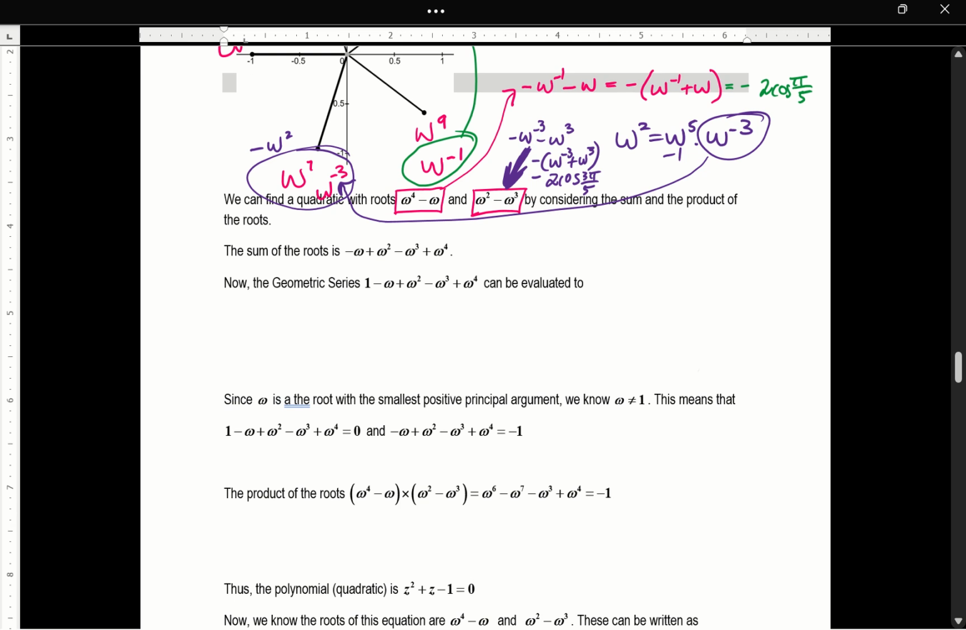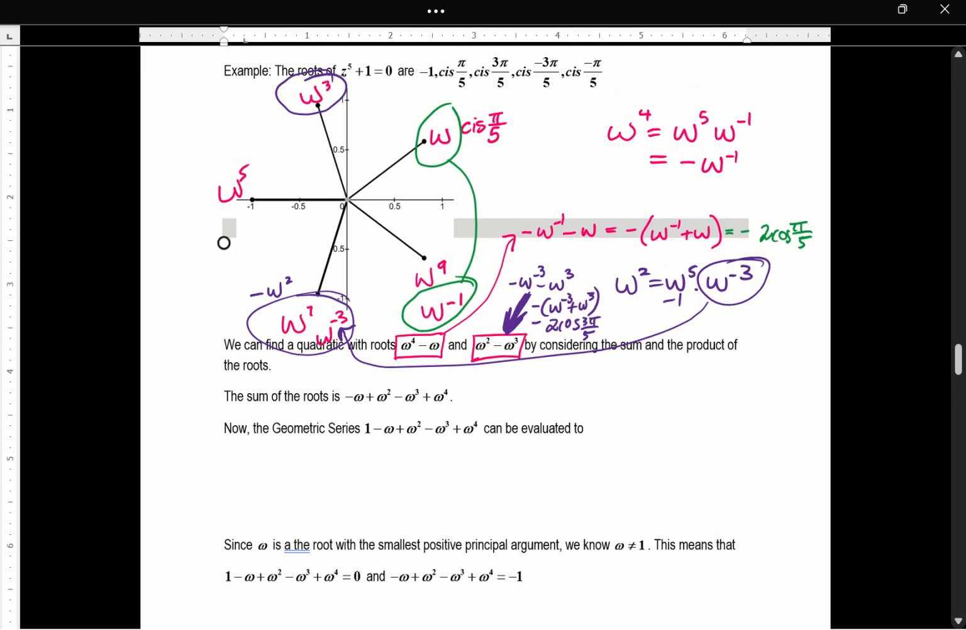All right, now we want to find just two things. Because there's only two roots here that they've given us, we want to find the sum of the roots and the product of the roots. And then we'll have our quadratic with the minus b on a and the c on a business. So the sum of the roots: if I add together W4 minus W and W squared minus W cubed, I get what I've just ticked there. That's the sum of the roots.